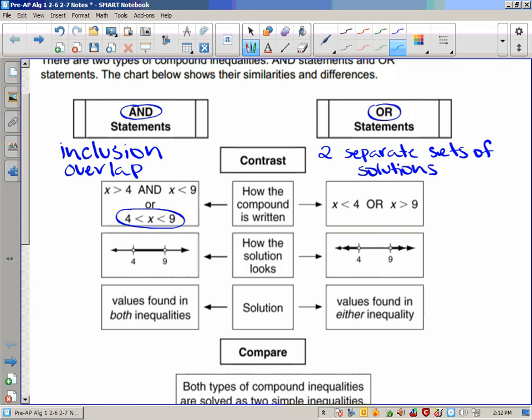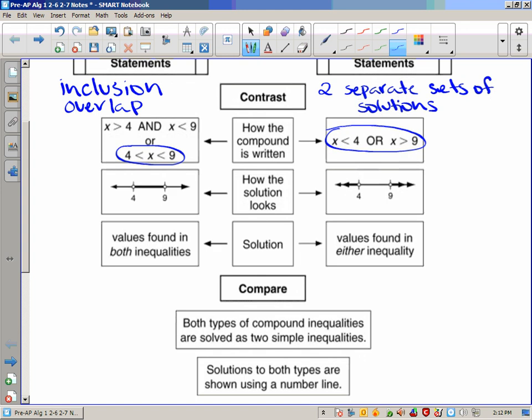If you look at the or, this says x is less than 4 or x is greater than 9. Those are no longer numbers in between 4 and 9, but going in opposite directions. If you look at the number line graphs, you can see that with the and compound inequality, the graph is in between those two values. And or, they are two separate.